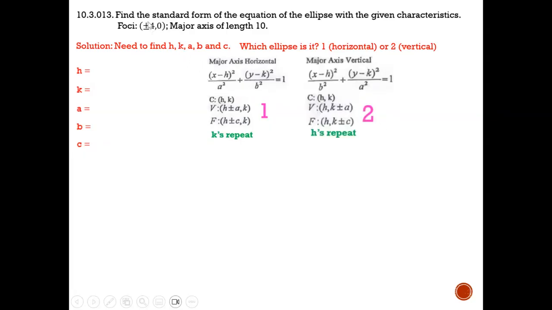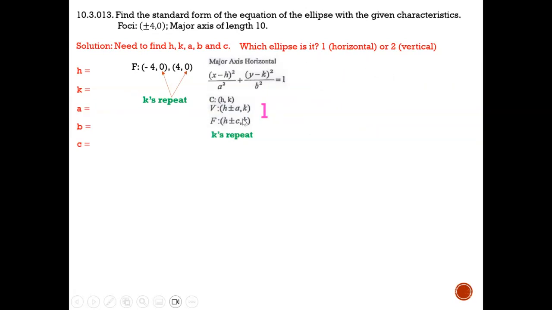If you notice here, guys, the k's are going to repeat, because it's going to be negative 4, 0 and positive 4, 0. So the k's are going to repeat. That means it's going to be number 1. So from here, we know that my k is 0, because the k repeats.